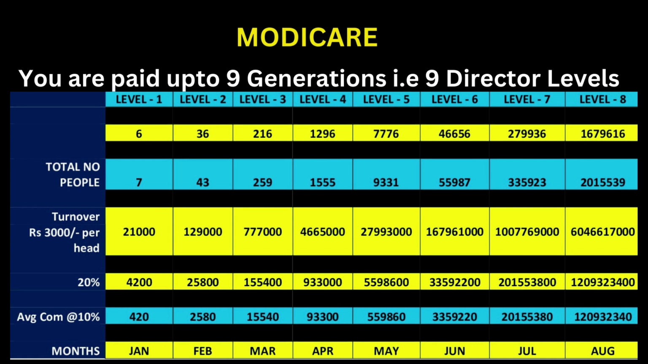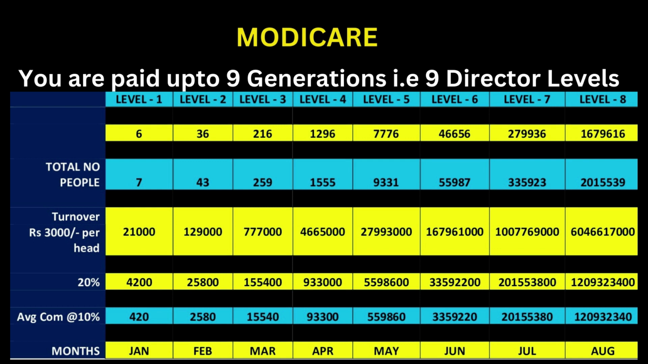So you can just imagine if you are sponsoring 6 and the duplication happens perfectly. If 6 people sponsor 6, it will become 36, and if 36 people sponsor 6, it will become 216, and so forth. So the total number of people will also increase subsequently. And if everyone purchases for 3,000 rupees per head, you can see at each level correspondingly the amount also increases, and it will be unbelievable growth.